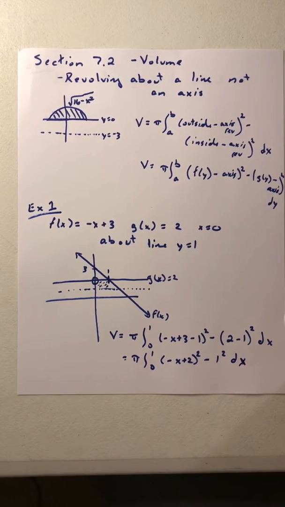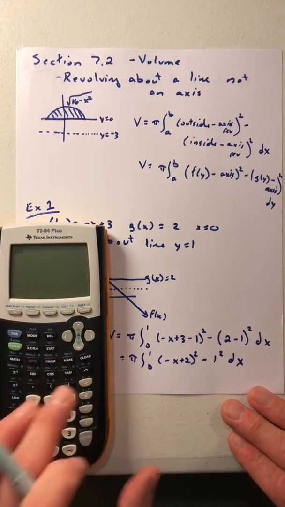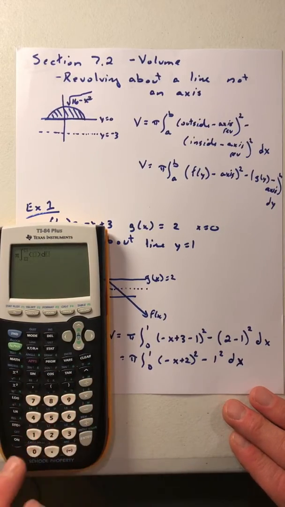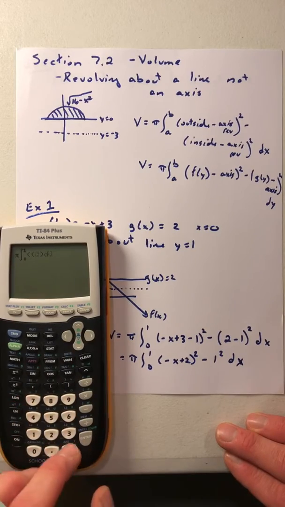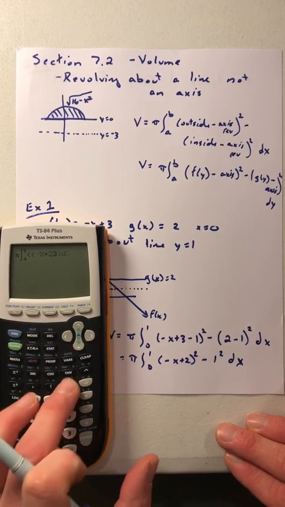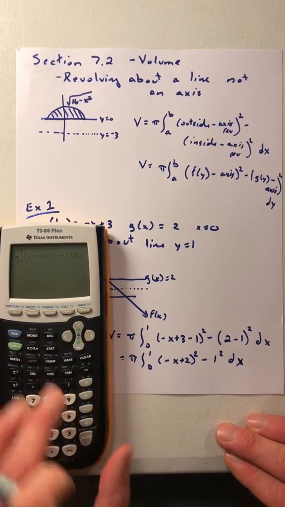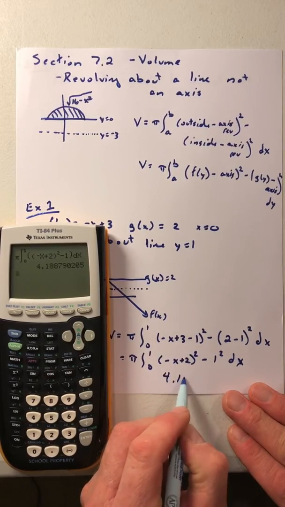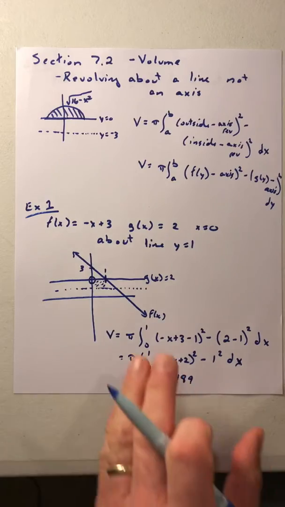So I go ahead and pull out my calculator, do my pi, then our math 9, we're going from 0 to 1 of that quantity, negative x plus 2 and quantity squared minus 1 dx. Go ahead and calculate that, and we end up with 4.1887, or round it 4.189.